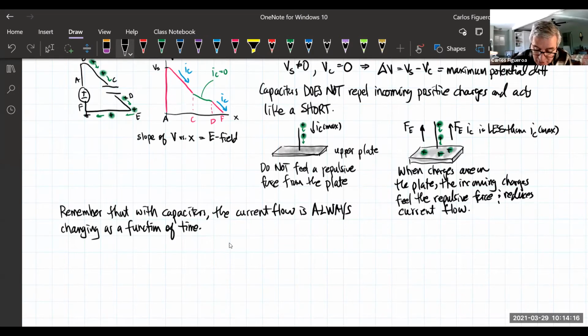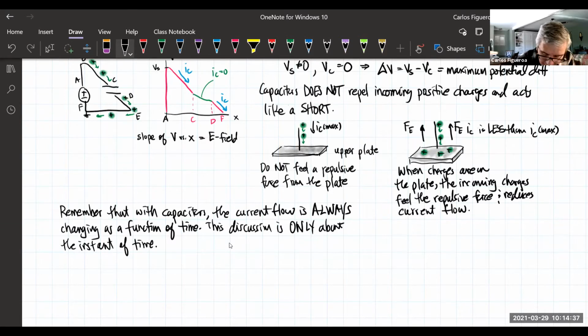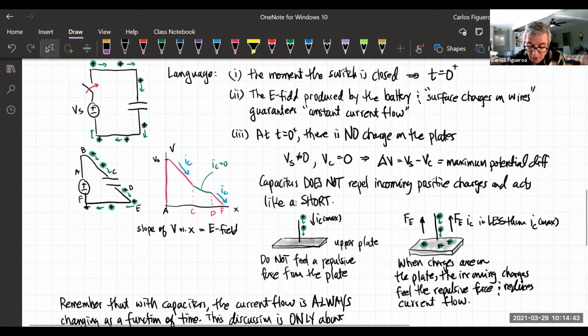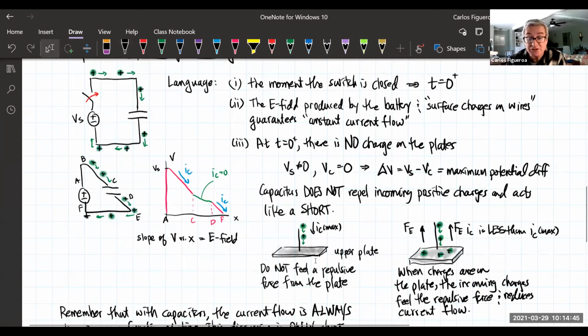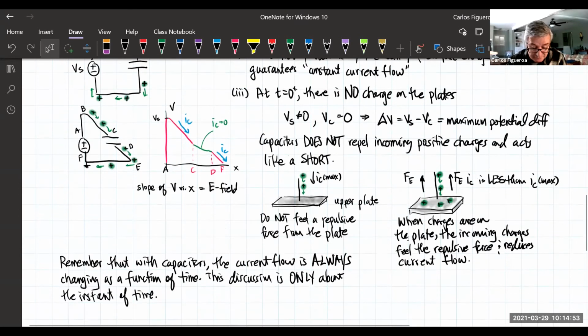So when I'm talking about current flow, this discussion is only about the instant of time, in order to make sure that you understand that if there's no charge, it acts like a short. And then you're going to see that as charge builds up, there's a point where it's going to reach maximum. And that's what I want to talk about next here.